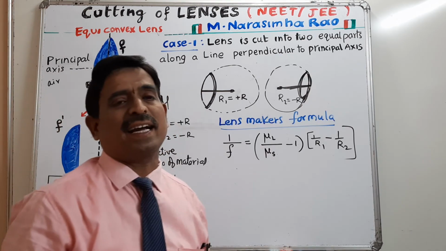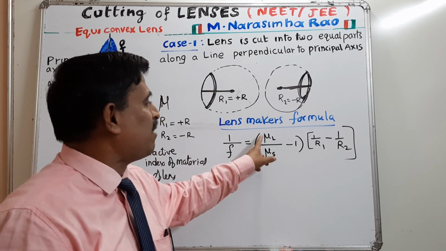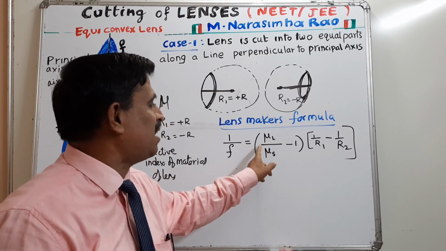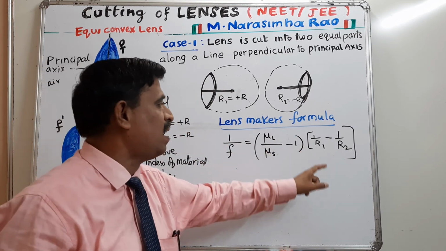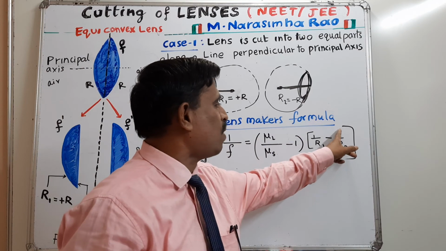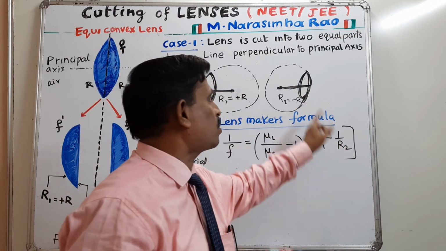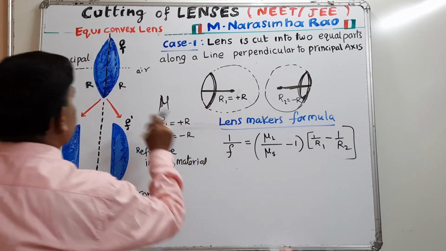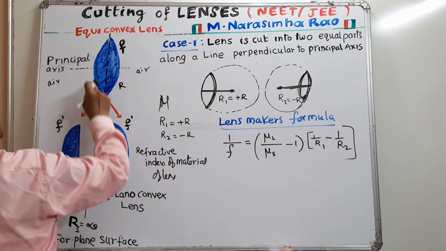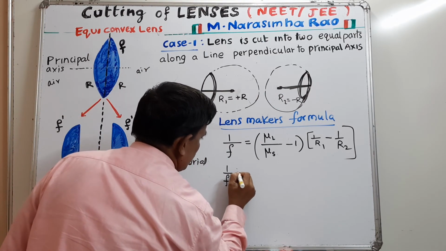According to the lens maker's formula, 1 by f is equal to refractive index of lens divided by refractive index of surrounding medium, minus 1, into 1 by R1 minus 1 by R2. R1 is the radius of curvature of the first surface. R2 is the radius of curvature of the second surface. f represents the focal length of the equiconvex lens.